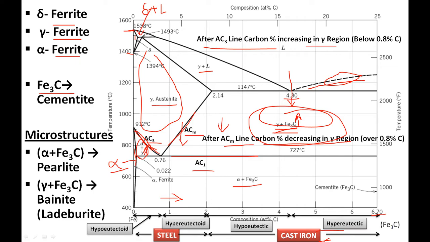And what is the significance of the AC1 line? That is the lowest temperature above which austenite can form, because austenite has an FCC structure, which is very preferable to reform or deform a body. That is so popular. That's why the FCC crystal structure is so important.